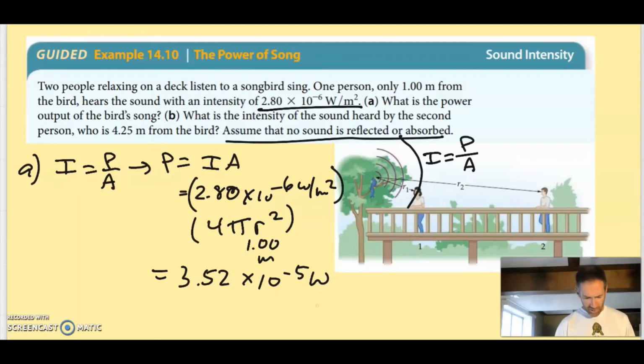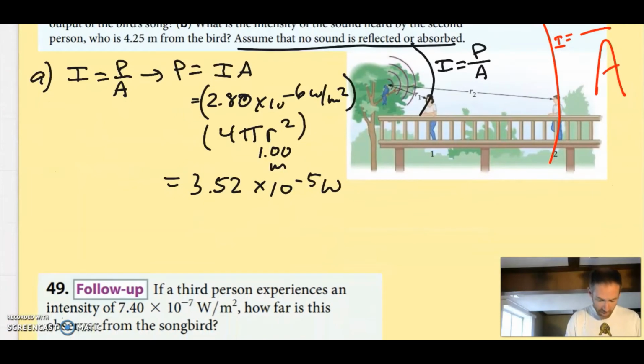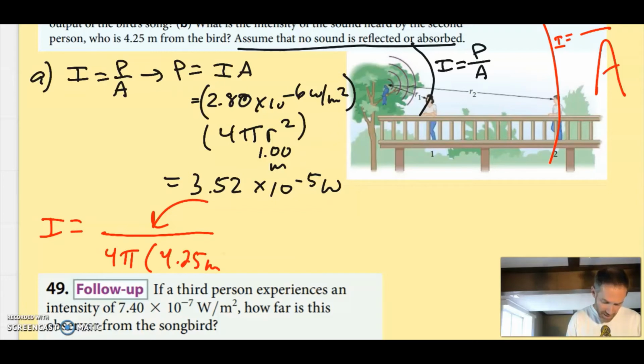Now, in part B of this, there's this other observer, and they want to know what's the intensity heard by the second observer that's much farther away, 4.25 meters away from the bird. Now, this observer, being so far away, is going to be part of a huge sphere, and so it's the same power, but now this area is gigantic, and so that means this intensity is going to be teeny tiny. So now you could go about this a couple different ways. You could just say, all right, well, that power is 3.52 times 10 to the minus 5, and then divide by that area, 4 pi r squared, 4.25 meters squared. And you can go ahead and get 1.55 times 10 to the minus 7 watts per square meter. And that's a pretty easy way to do it.